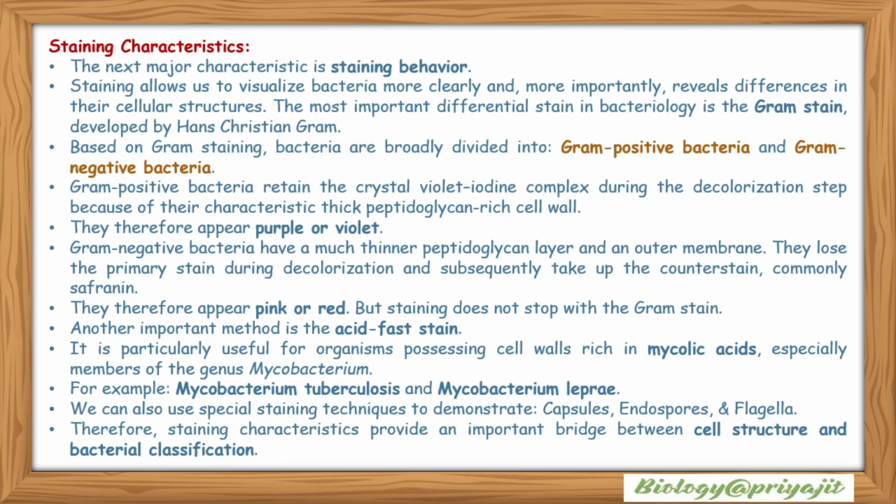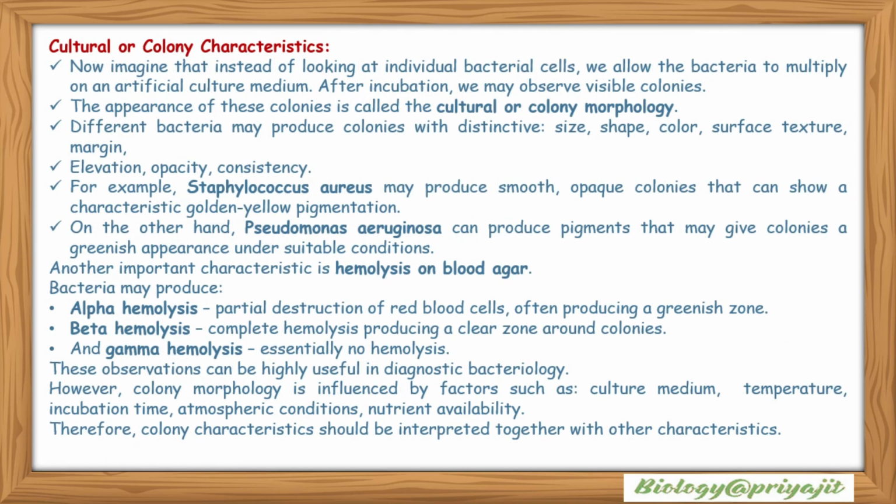They therefore appear pink or red. But staining does not stop with the Gram stain. An important method is the acid-fast stain. It is particularly useful for organisms possessing cell walls rich in mycolic acid, especially members of the genus Mycobacterium. For example, Mycobacterium tuberculosis and Mycobacterium leprae. We can also use special staining techniques to demonstrate capsules, endospores and flagella. Therefore, staining characteristics provide an important bridge between cell structure and bacterial classification.